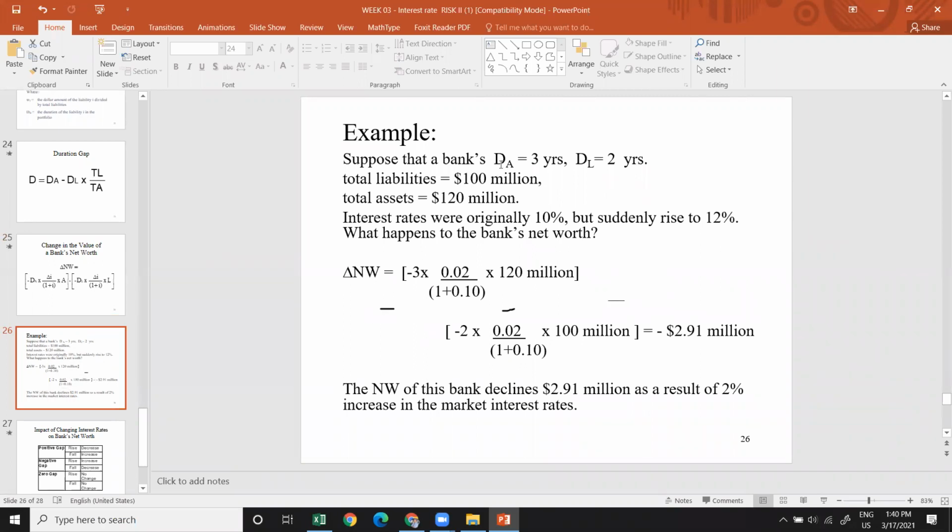So suppose the bank's duration of assets is 3 years, duration of liabilities is 2 years, and total assets are 100 million. Total liabilities are 120 million. Then the interest rate was originally 10%, but suddenly increased to 12%. And what happens to the bank's net worth? So we take all the variables that are given here, and we plug them into this formula.